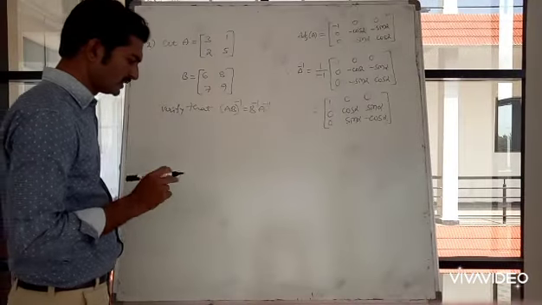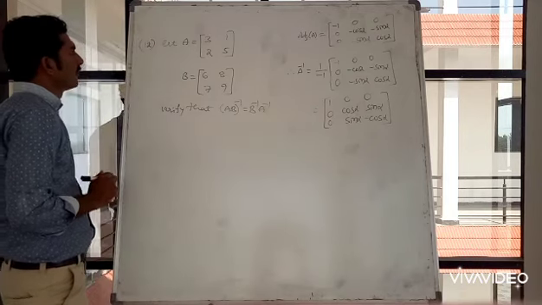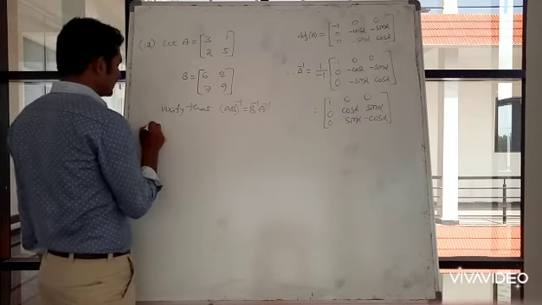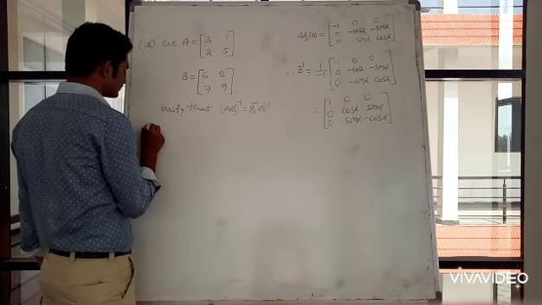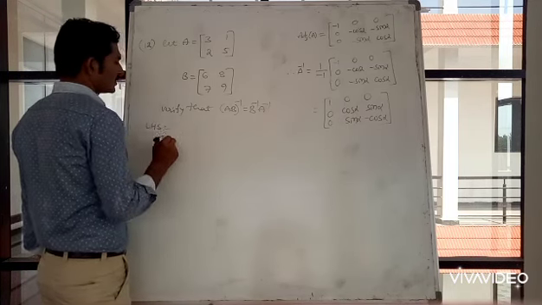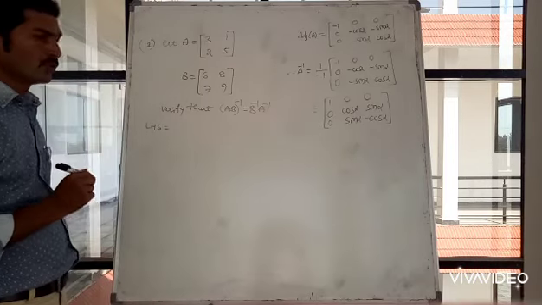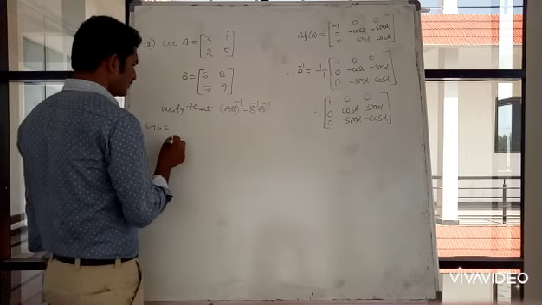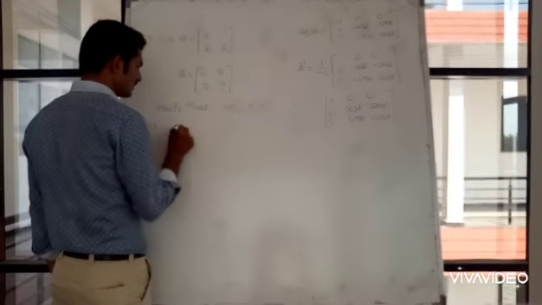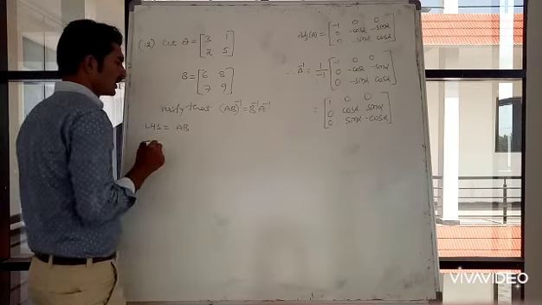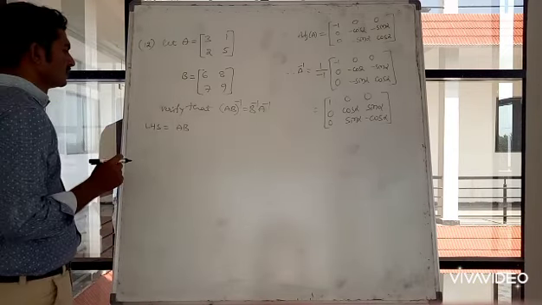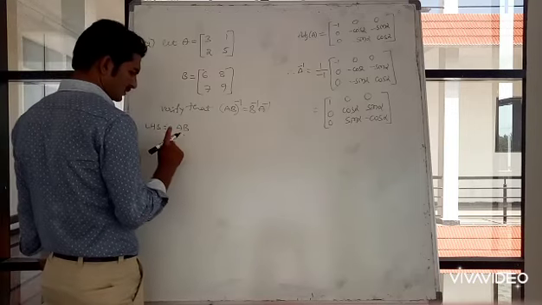We need to verify that. Already we have proved the theorem, but here verification is that. So LHS. In the LHS, (AB) whole inverse is required. For that, first let us consider the AB product. Then we will consider (AB) whole inverse.